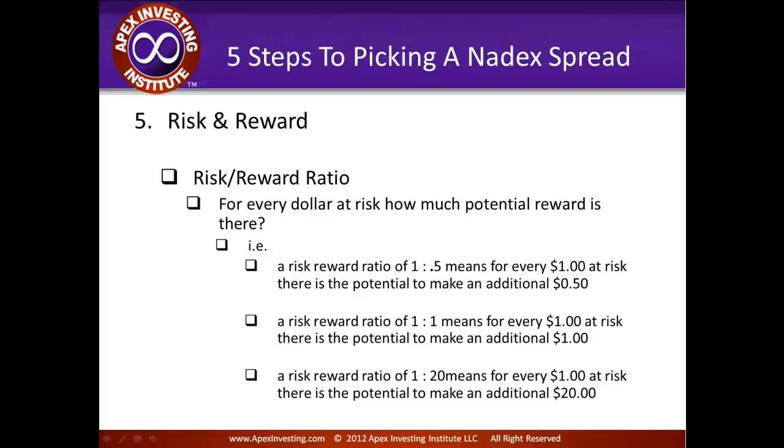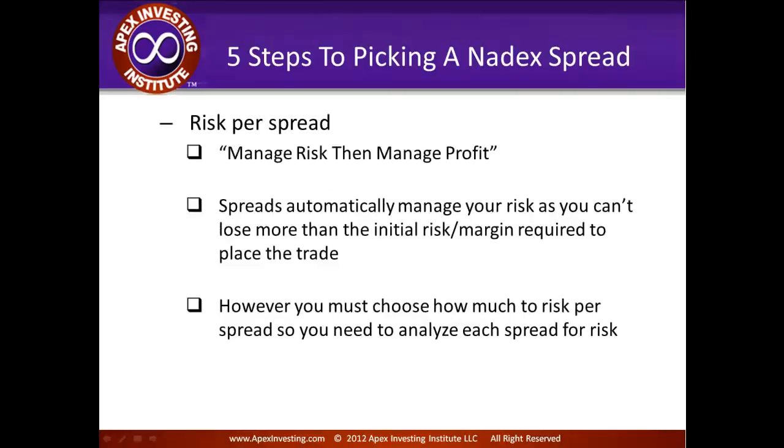I mean, if you see that it's $50 at risk and $50 reward, it's a 1 to 1. If you see it's $10 at risk and a $90 reward, then you see it's a 1 to 9 risk-reward ratio. So now let's talk about the risk per spread. You want to manage your risk, then manage your profit. Now, one of the great things is that spreads automatically manage your risk, as you can't lose more than the initial risk or margin required to place the trade. However, you must choose how much to risk per spread, so you need to analyze each spread for risk.